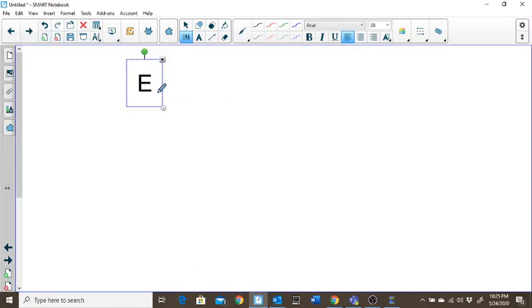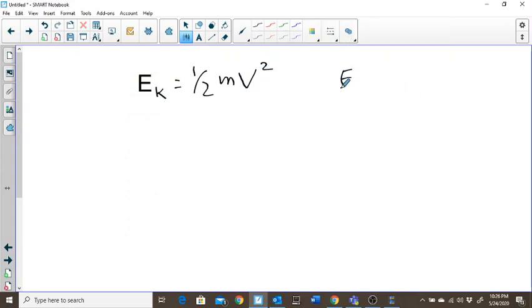So the symbol that we use for this is EK. And the formula we have for this is going to look complicated. It's not too bad. It has the number 1/2 in there. It has related to the mass. And then we talk about v, the velocity. But the velocity is going to be squared. So EK is the kinetic energy.